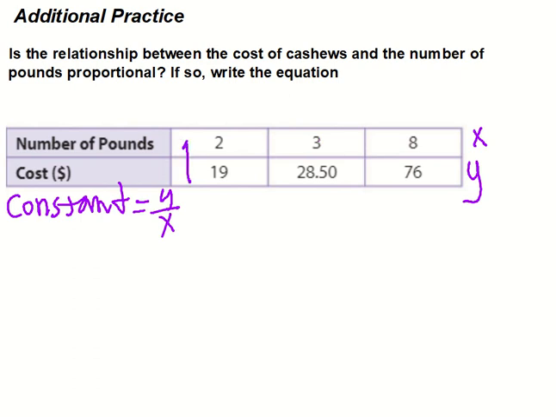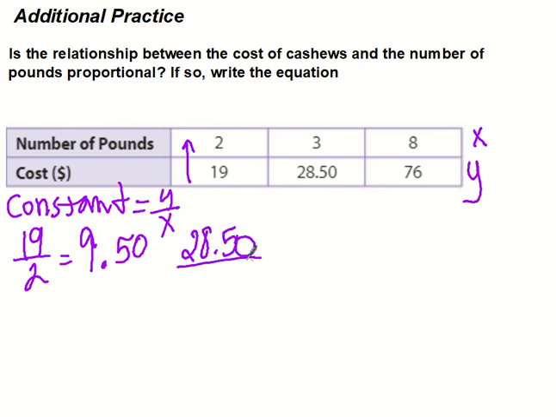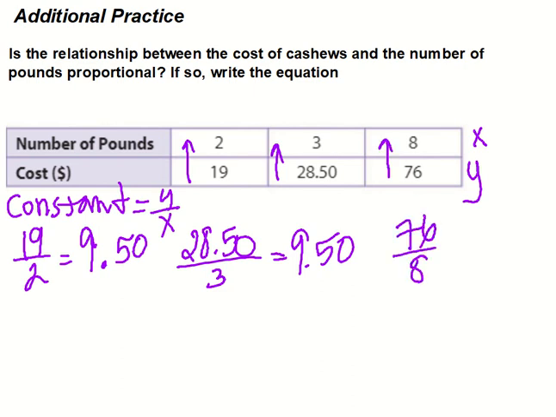Okay, so first one, 19 over 2, that's 9.50. Okay, that's my first one. Then for my second one, I'm going to set it up 28.50 over 3. Okay, that's this one. That also got me 9.50, right, if you did it. And then the last one, 76 over 8. You actually have to divide, right, because we're getting decimals. We also should have gotten 9.50.